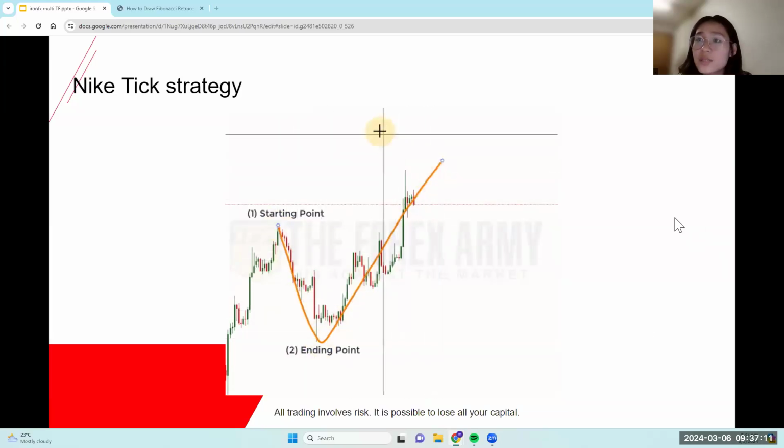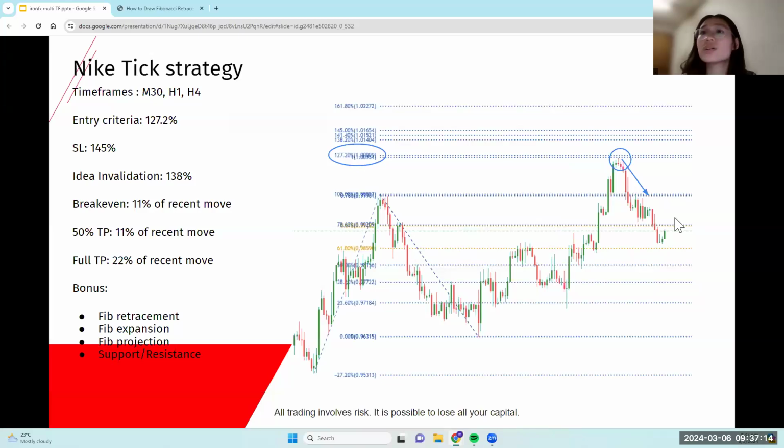Let's move on. So for the Nike tick strategy, we typically would recommend these time frames: the M30, H1, H4. Entry criteria would be if price breaks out of the 127.2. We're using a stop loss at 145%, idea invalidation at 138%, break even at 11% of the recent move, 50% take profit at 11% of the recent move, and a full take profit at 22% of the recent move.